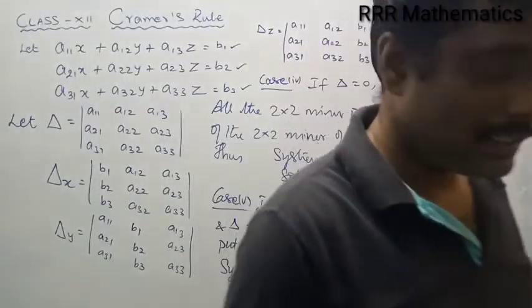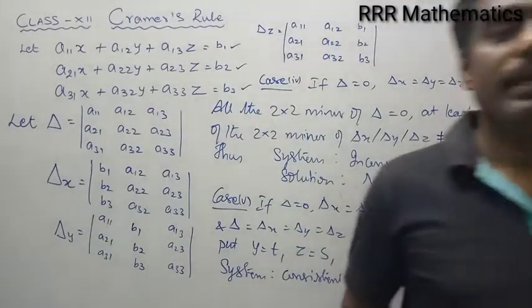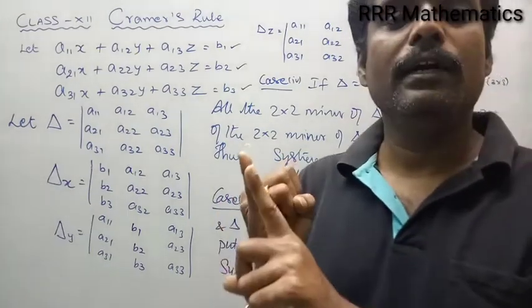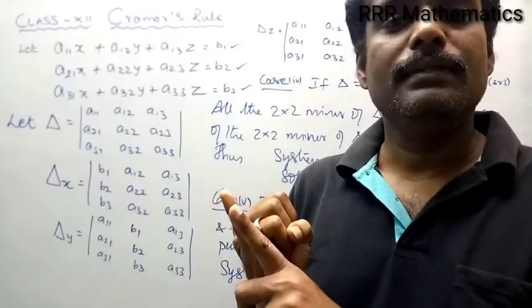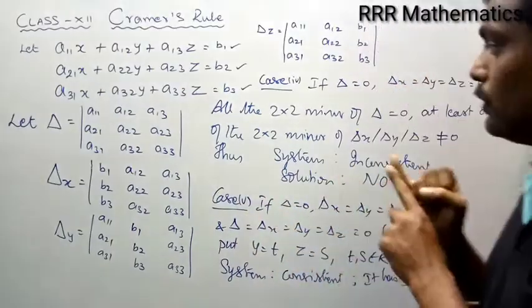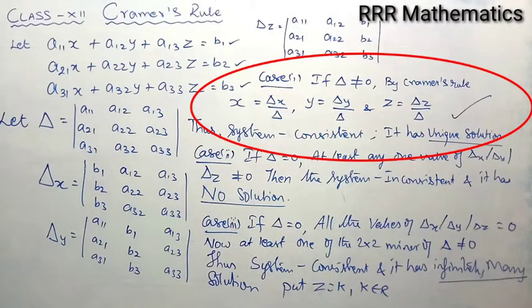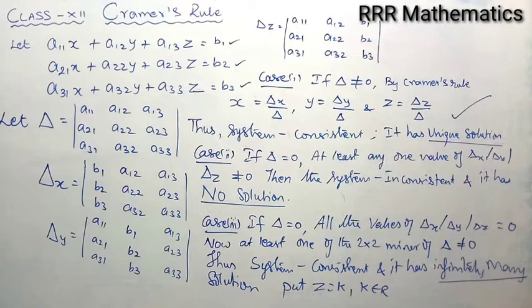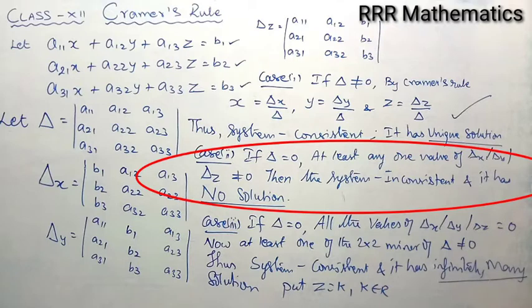We have five cases. Case 1: delta not equal to 0. The system is consistent, it has a unique solution. By using Cramer's rule, delta x by delta gives the x value, delta y by delta gives the y value, delta z by delta gives the z value. Case 2: delta is 0, and delta x or delta y or delta z is not equal to 0. If any one is not equal to 0, the system is inconsistent, no solution.